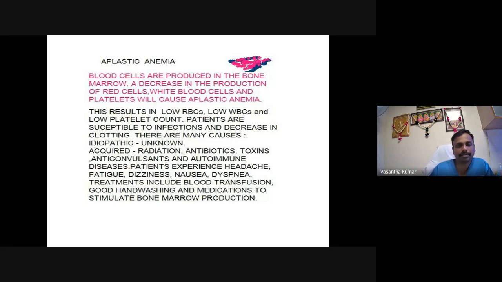There are many other causes, like post chemotherapy, post radiation, or viral infection, or certain antibiotics like chloramphenicol, or any autoimmune conditions that can cause aplasia of the bone marrow.